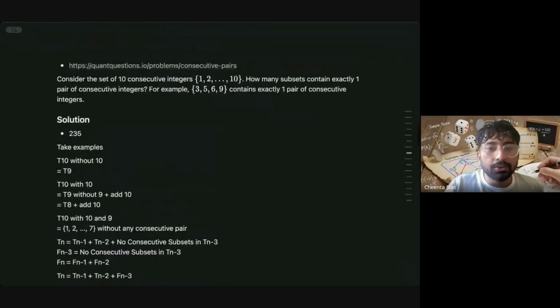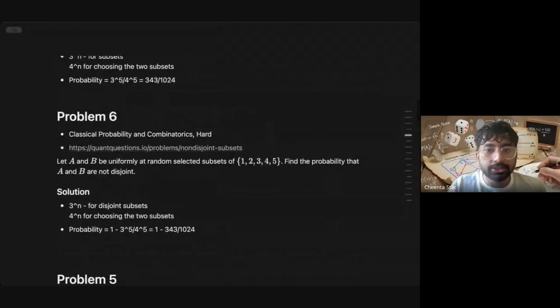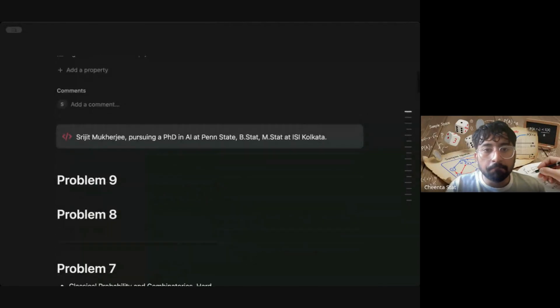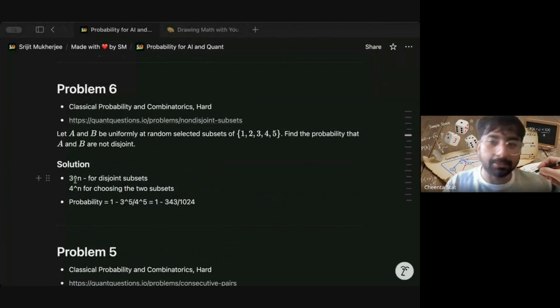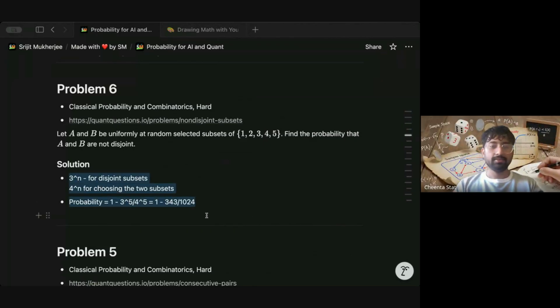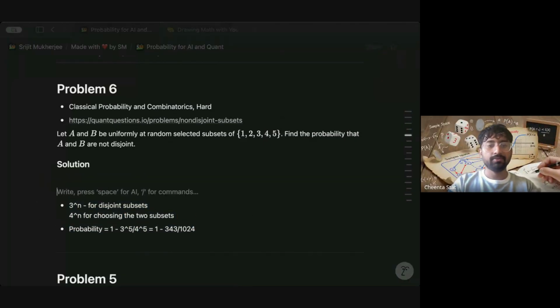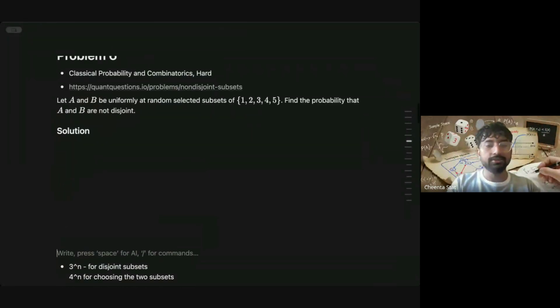Let's try to do this problem. How much time do we have left? We don't have much time left, but let's try. This is a fun problem. This is a hard problem, so I will hide the solution.